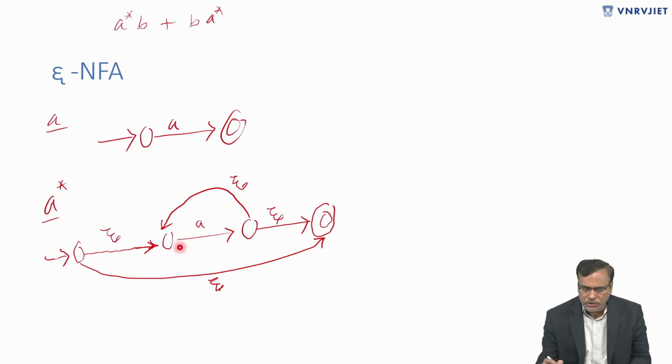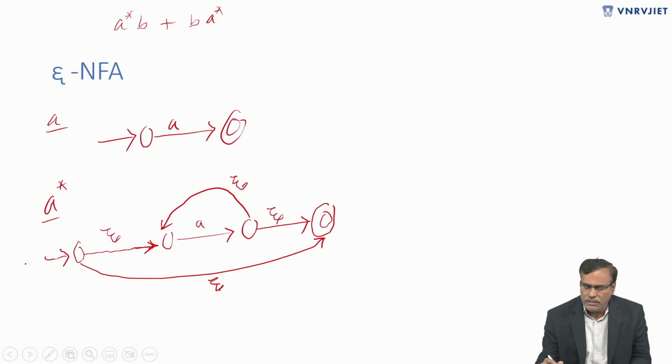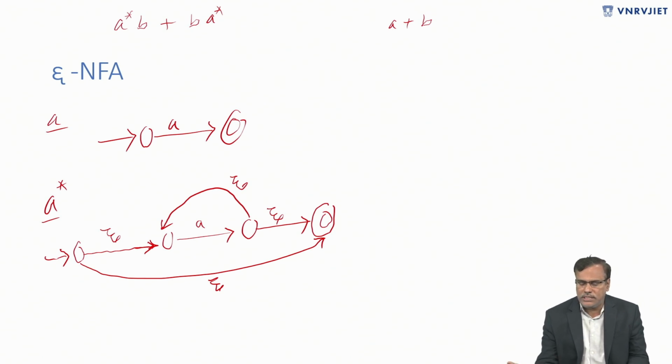Next, I have just now seen A and A star. Now you are going to look at union. For example, suppose you have A union B. It can be written with a plus symbol, and others use the pipeline symbol, whichever you want to use. It is up to you. Pipeline, or vertical bar, we say.